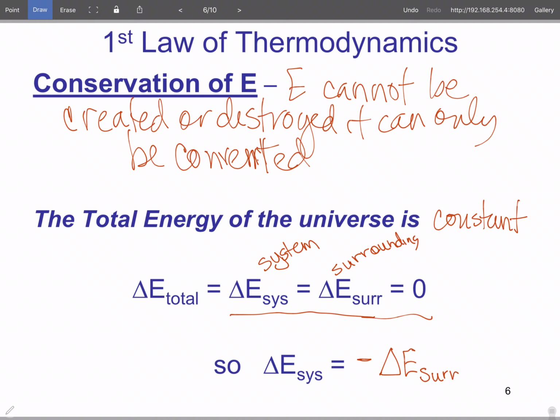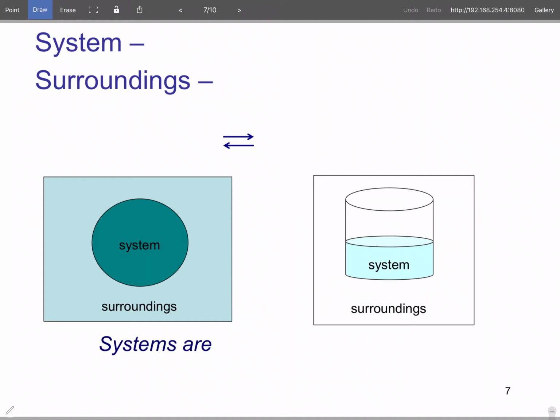Okay, this is simple because you're just transferring the energy. You either give it off or you get it. And if you get it, you got it from somewhere. And if you give it, something has to take it. And so we're going to talk about these things as our system and our surroundings.